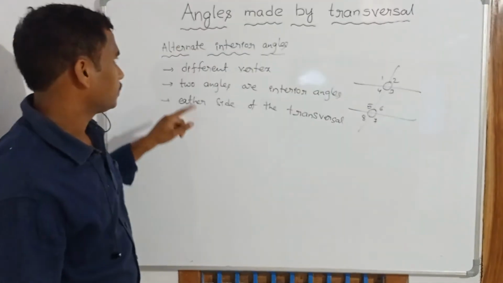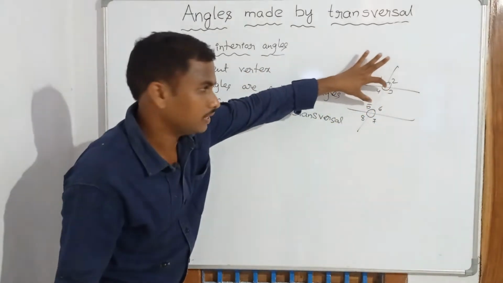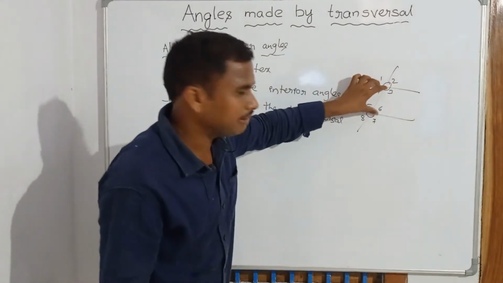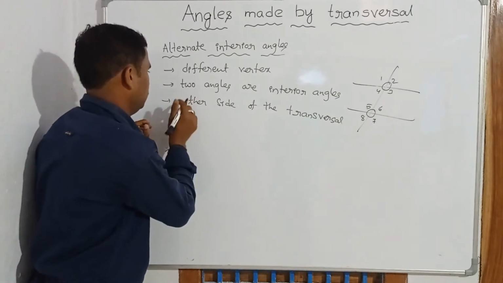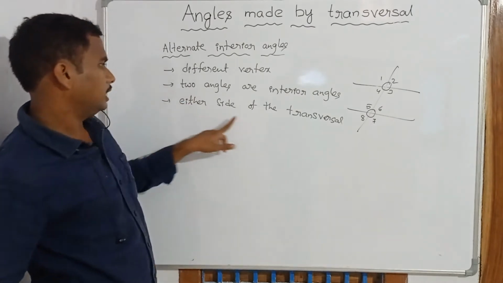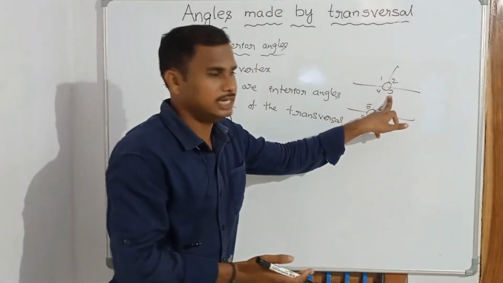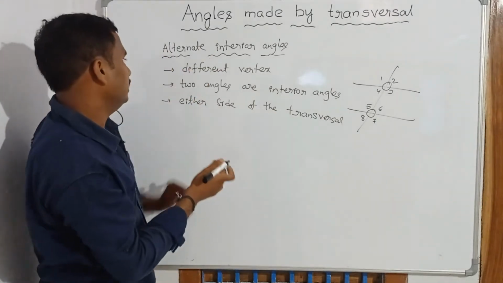Okay? 3 and 5, different vertex. Two angles are interior angles, 3 and 5 are interior angles. Either side of the transversal. Either side means one is on the right side and the other is on the left side. That means 3 and 5 are alternate interior angles.